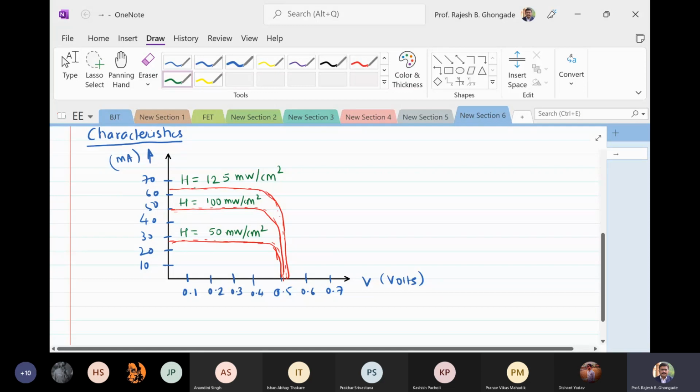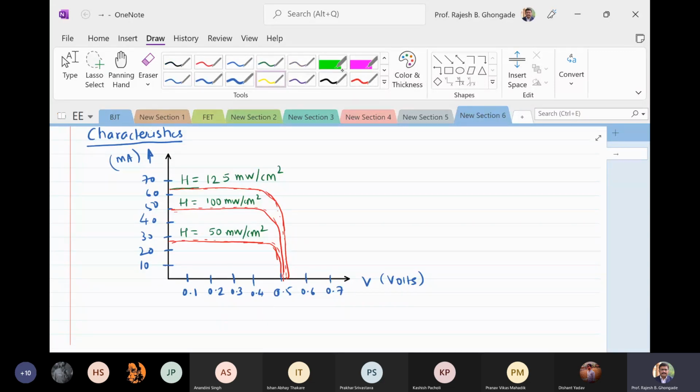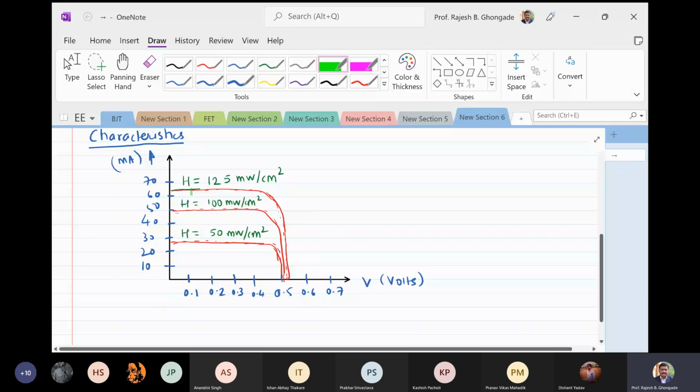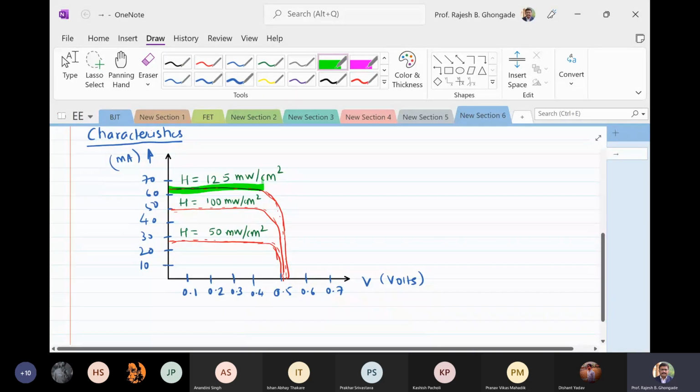So this is dependent on the light intensity. These curves. What do you see from here? Light is incident and it generates current. But as you can see, as you draw more and more current from this device, what happens? Up to this point, it is supplying significant current.